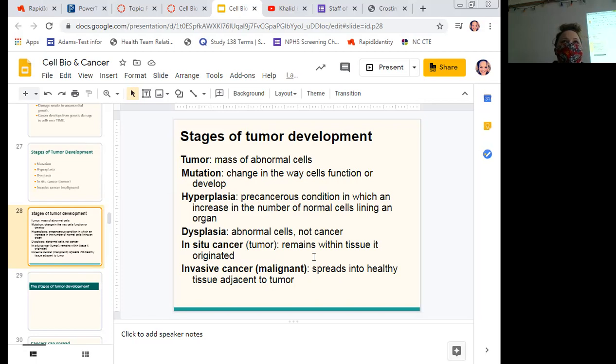Okay, so if I get it originally in the breast and then I get one in my liver and one in my lung, are they all the same? They may present differently, but we're able to figure out where the originating tumor came from.